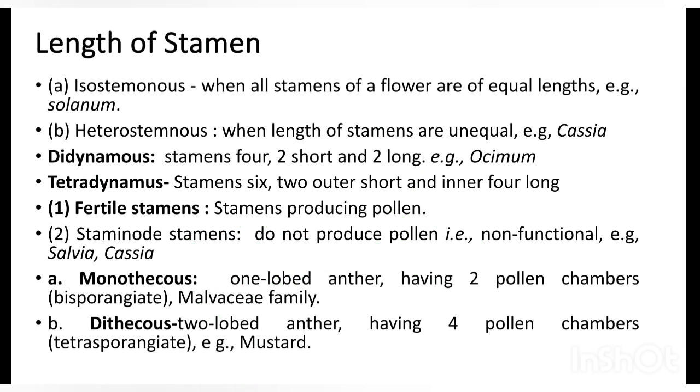Then a fertile stamen is one which can produce pollen. A staminode is a stamen that does not produce any pollen or produces non-functional pollen. Then monothecous, when the anther is one-lobed. Dithecous, when the anther is two-lobed.